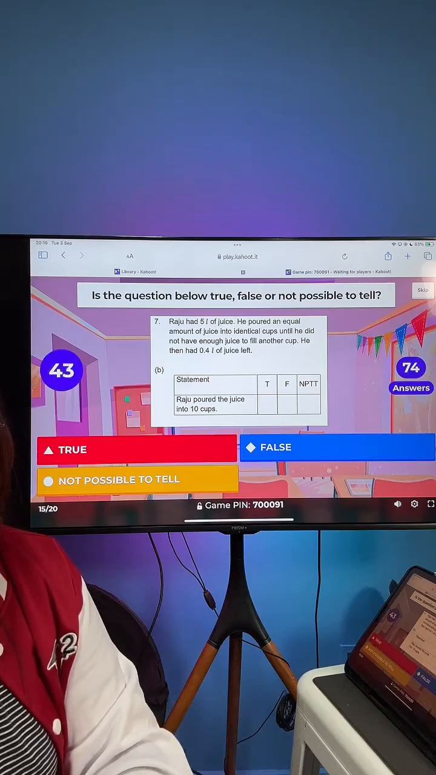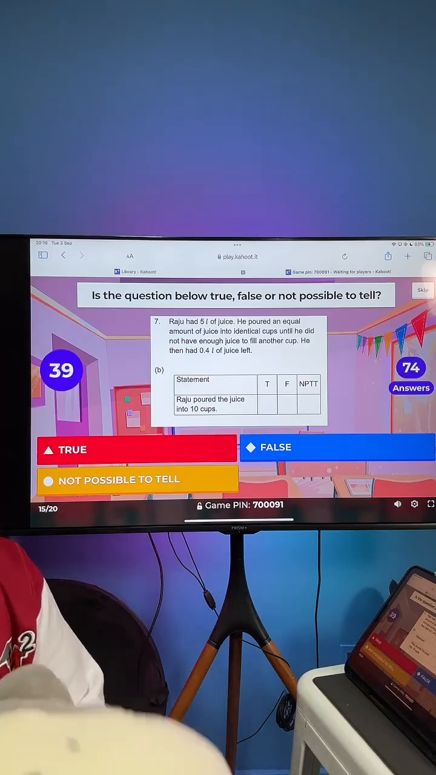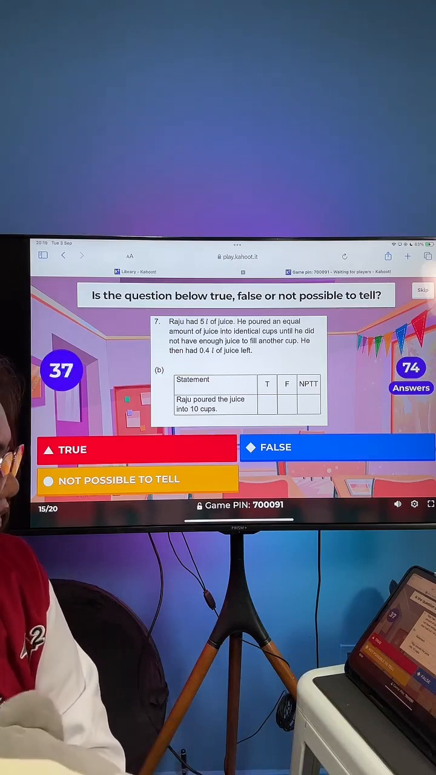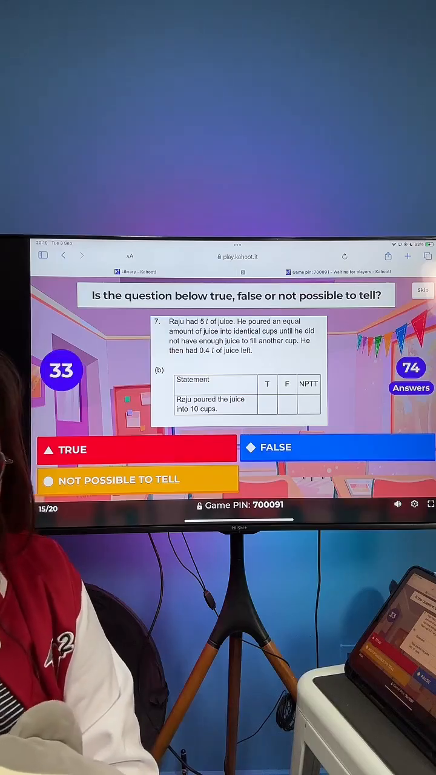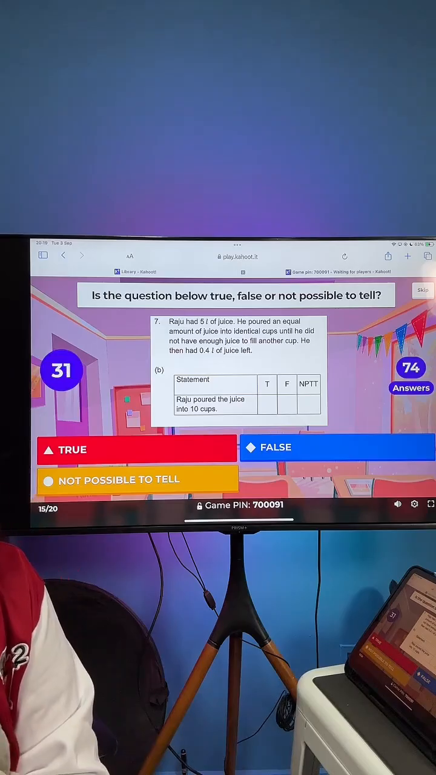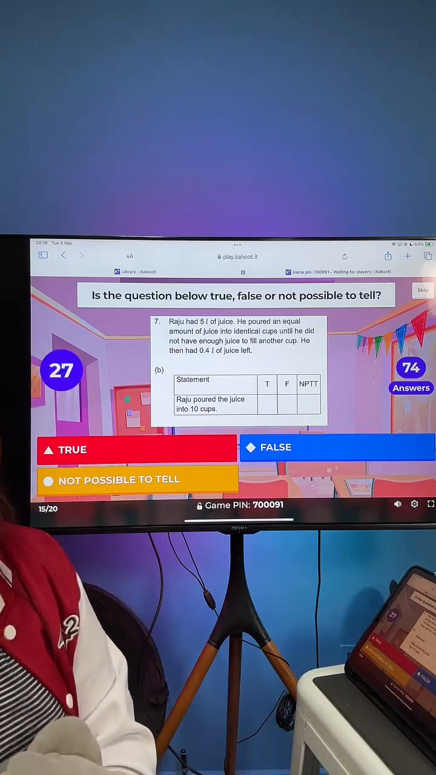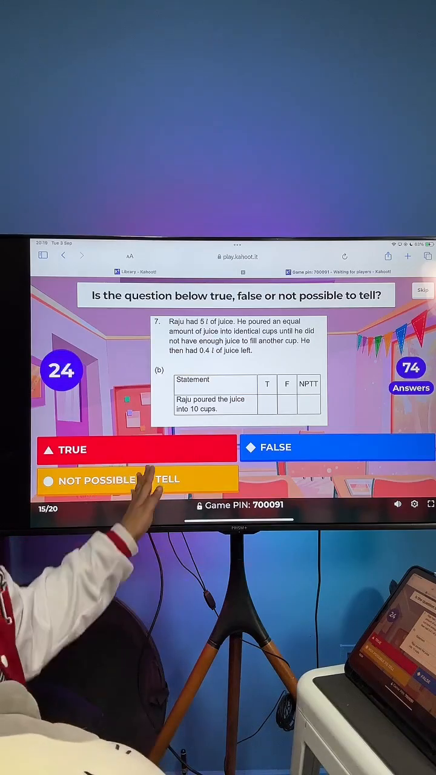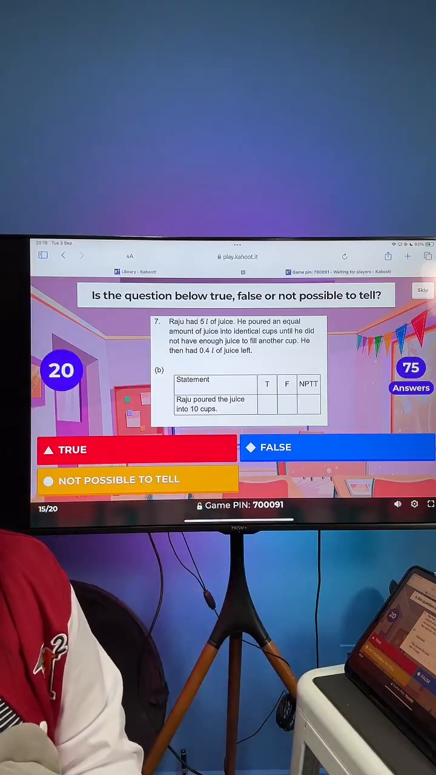Is it correct? Is it false? Is it not possible to tell? What do we think? Final 30 seconds. Alright. For those of you who are going to get this wrong or you're going to get this correct, the explanation will help you greatly for the next one.